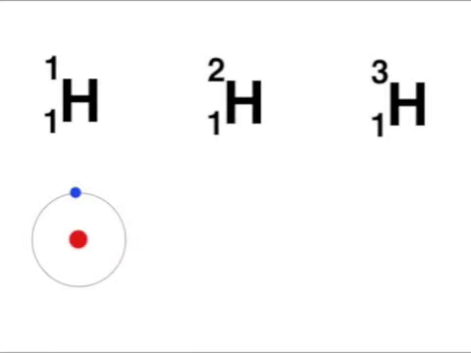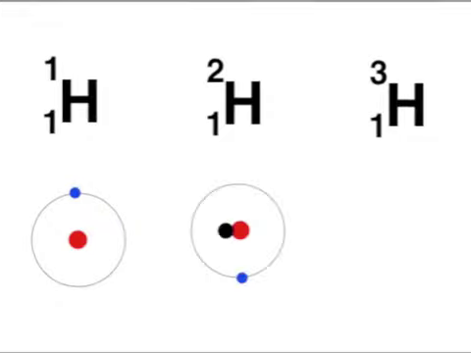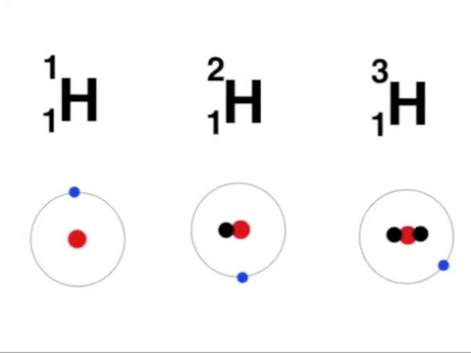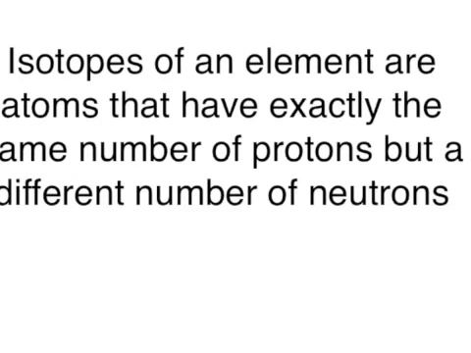For a last example, let's take the most common element in the universe, hydrogen. The most abundant isotope is hydrogen with 1 proton and 1 electron. There are, however, 2 other isotopes, one with an additional neutron and a third with 2 additional neutrons. Isotopes of an element, therefore, have exactly the same number of protons and exactly the same chemical properties, but they have a different number of neutrons.